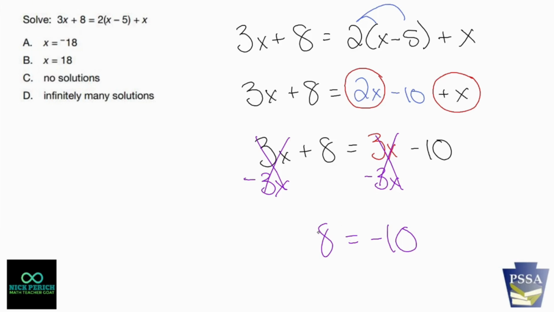My variables disappeared. And since my variables disappeared, I look at what I have left over. 8 equals negative 10? No, it doesn't. So since 8 does not equal negative 10 and my variables disappeared, I have no solution. So this is one of those special ones. The answer is C. Look at my perfect circle. Very good.